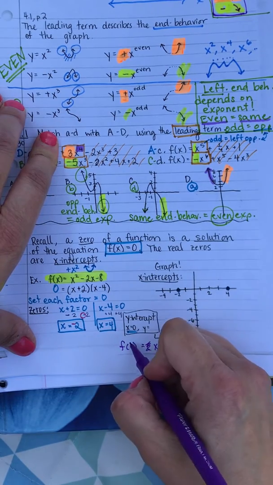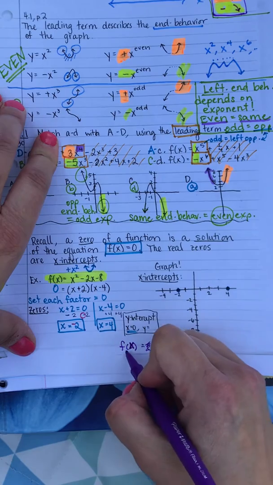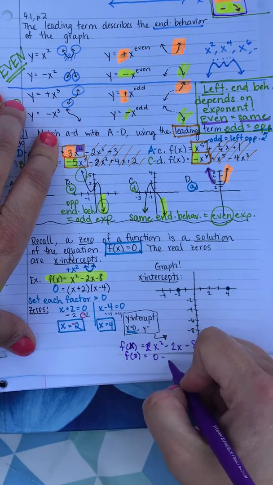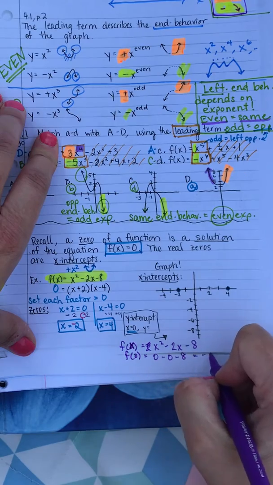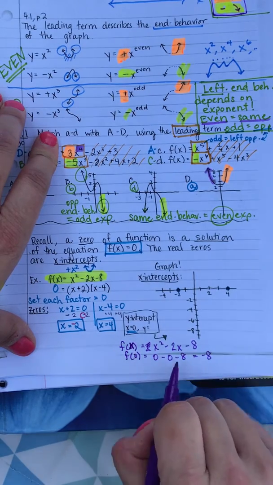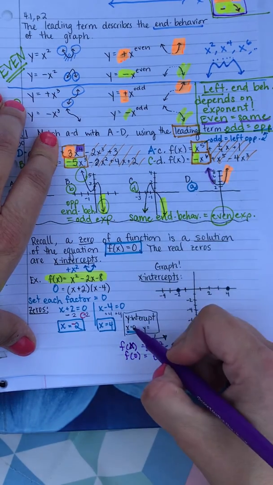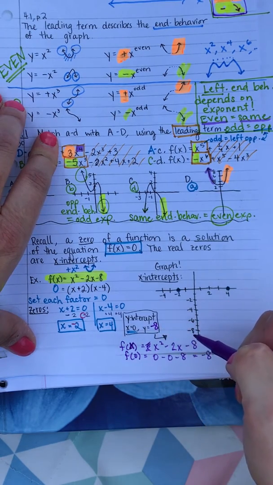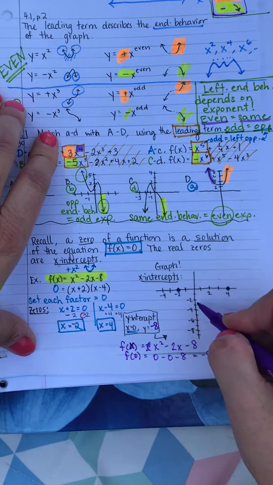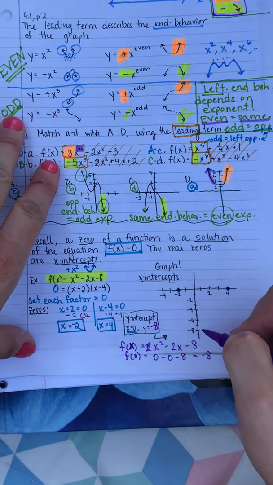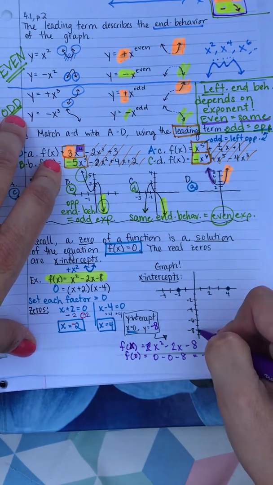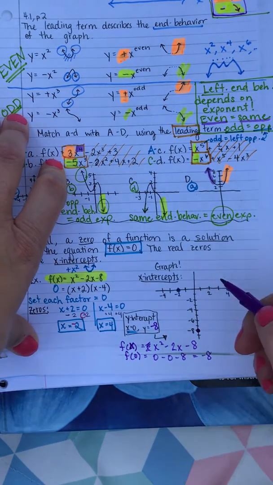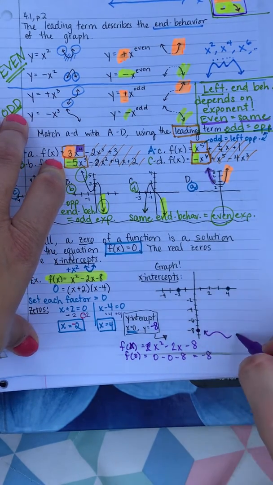So then I'm going to plug in 0. X squared is 0, minus 2 times 0, minus 8. So when I plug in 0, I get back negative 8. So my y-intercept is negative 8. So I go down to negative 8. And that is not my vertex, okay? My y-intercept is not my vertex.